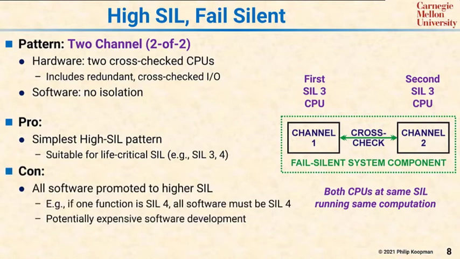There are a couple of really big cons for this. The first is that it protects against hardware faults, but not software faults, because both units are running the same software. So that means the software must be at the highest SIL for the system. So if you have a SIL 3 system, both CPUs have to run every line of code at SIL 3, and if you have a SIL 4 system, both units have to run every line of code at SIL 4. So that makes the software development potentially much more expensive than if you had some sort of partitioning, which will come later.